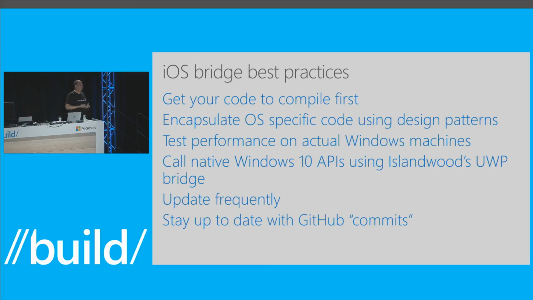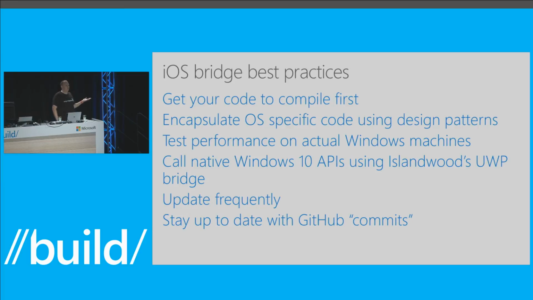So we all know there are idiosyncrasies with VMs, so I strongly recommend you get hardware and make sure you're actually testing on hardware. Another good tip and best practice that I would highly recommend from the team is to call native Windows 10 APIs using Islandwood's UWP bridge. That's really going to help you a lot in your development.